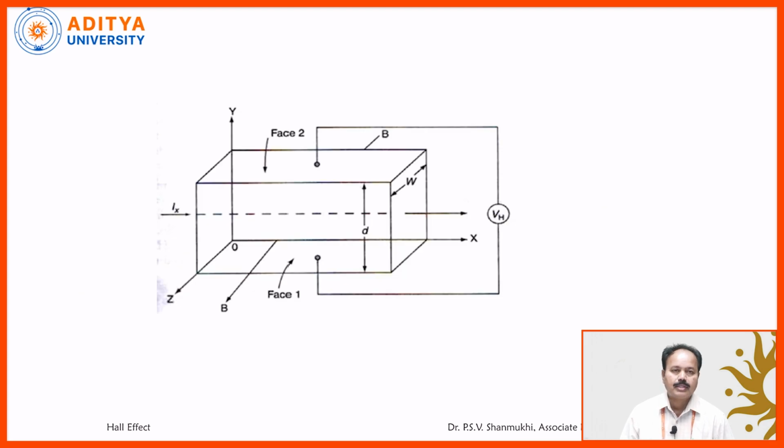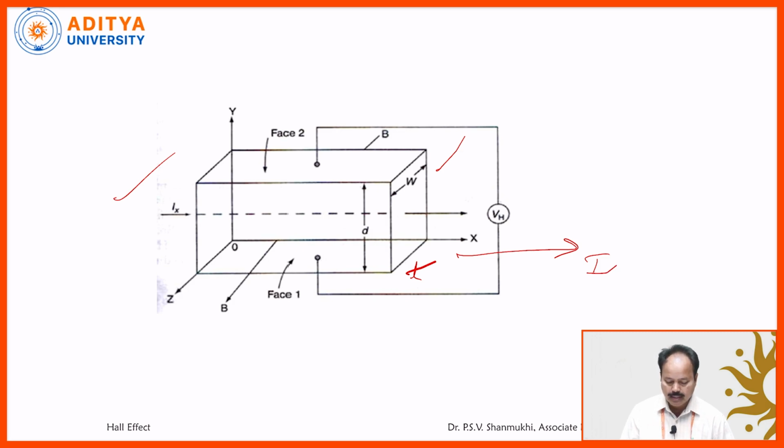Observe this diagram. Say this is a semiconductor slab, whose width is given by W. The thickness of the slab is given by T. Now this is carrying current I along x direction.